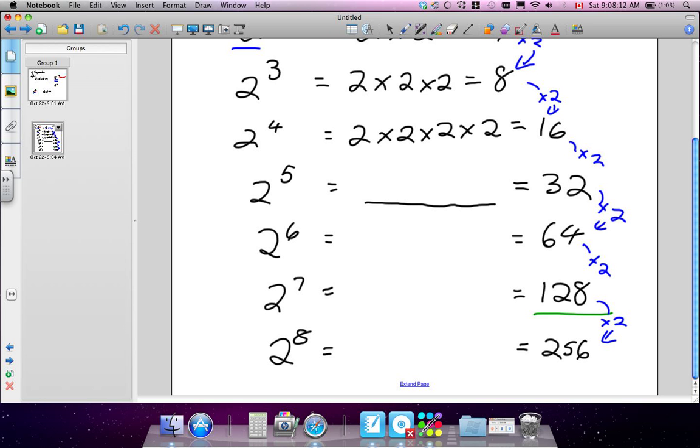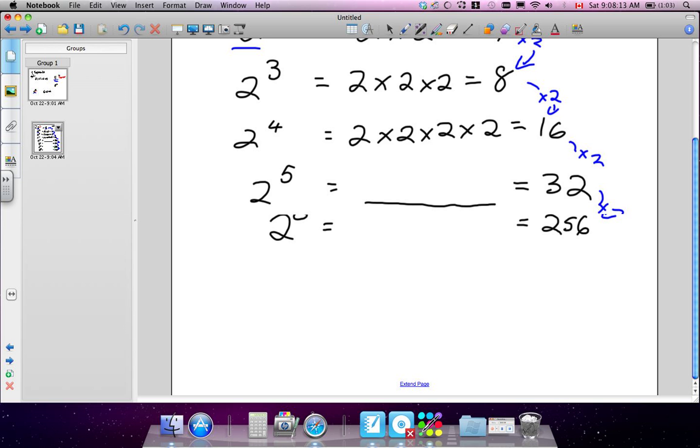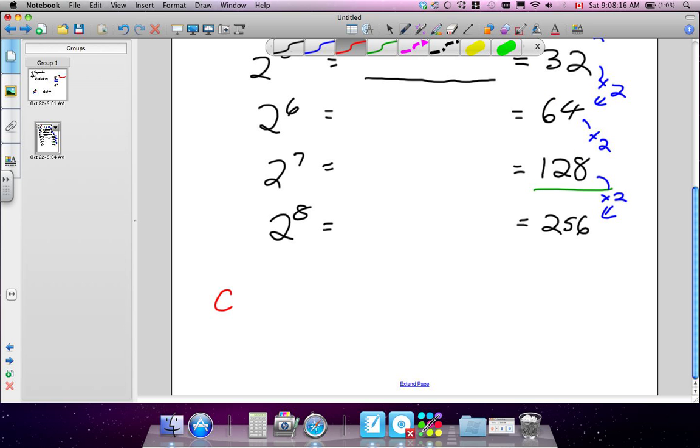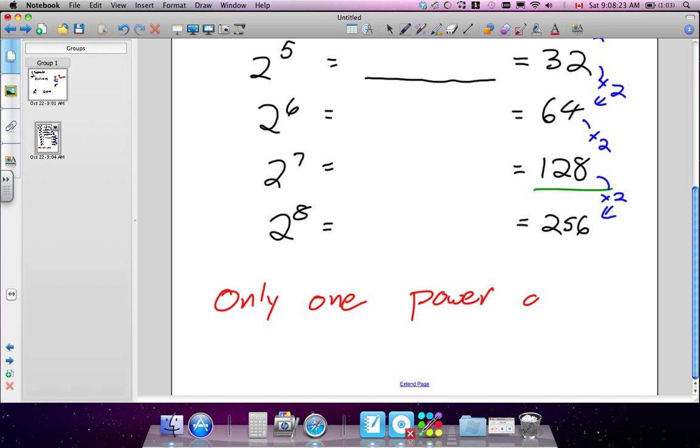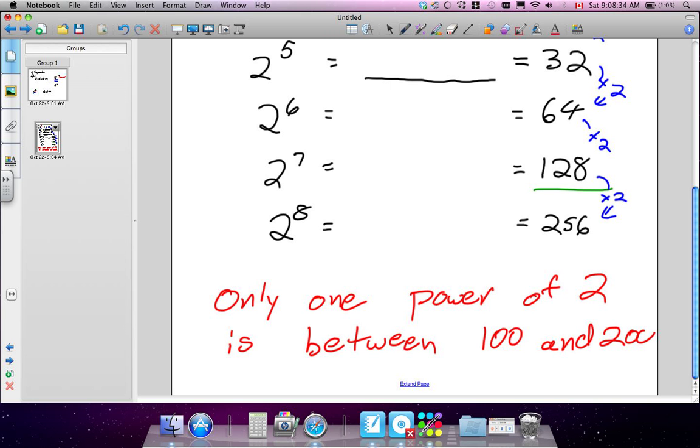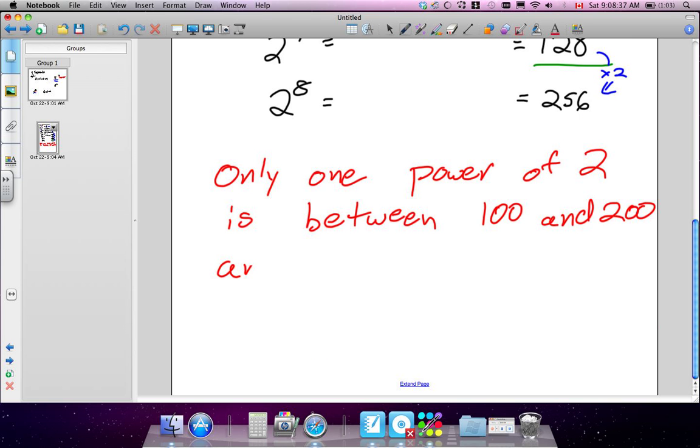only one power of 2 is between 100 and 200. Okay? And it is, what's the power of 2? 2 to the power of 7. That's right, it's 2 to the power of 7, which equals what? 256. No, wait. There you go. 128. That's all right. Good.